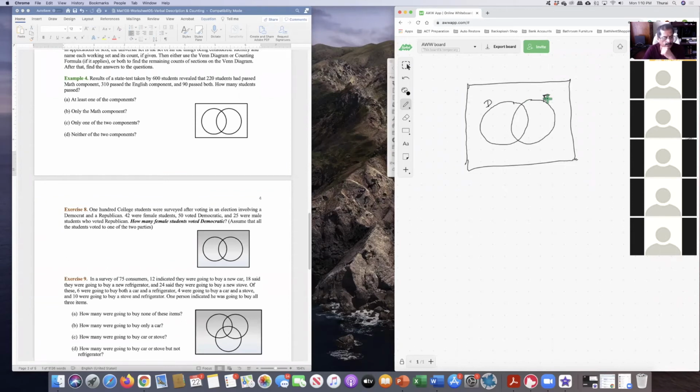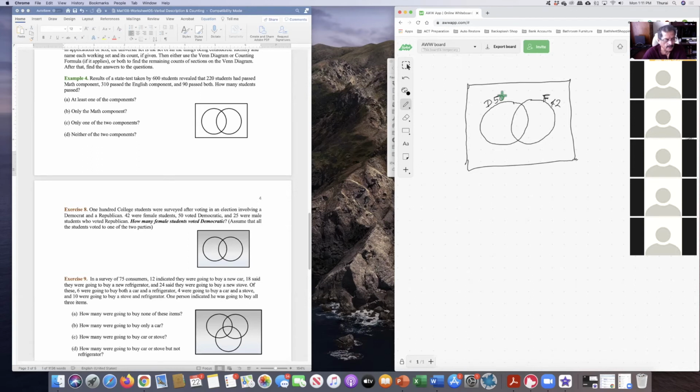Okay, let's now mark those numbers. 42 were female students. That means the second circle has 42 elements. Write that outside the second circle. 50 voted Democratic. So 50 students fall into this first circle. So again, I write that outside because there are two sections. Together, there'll be 50.